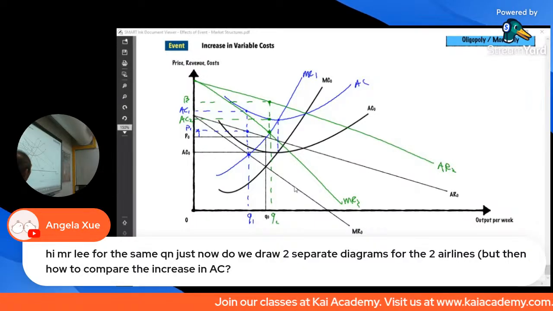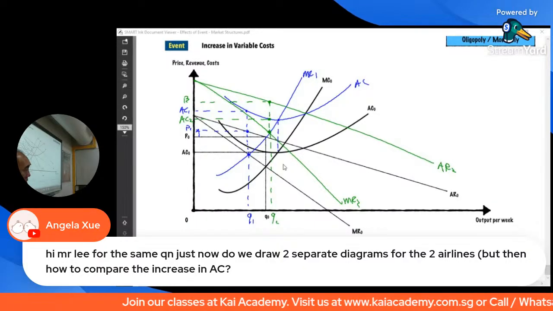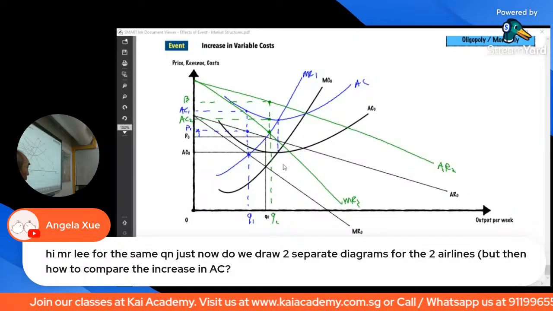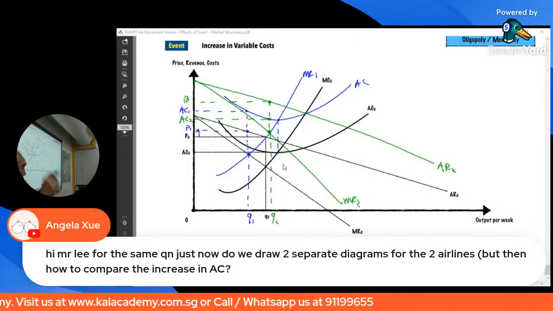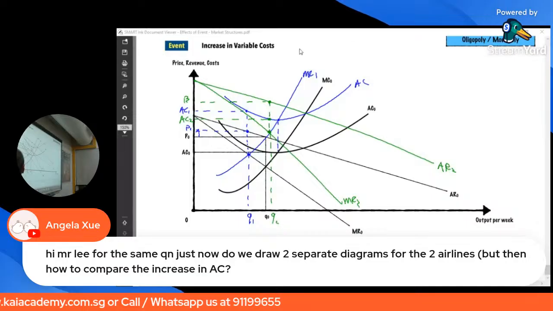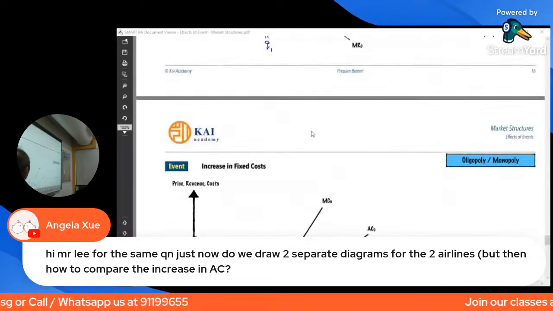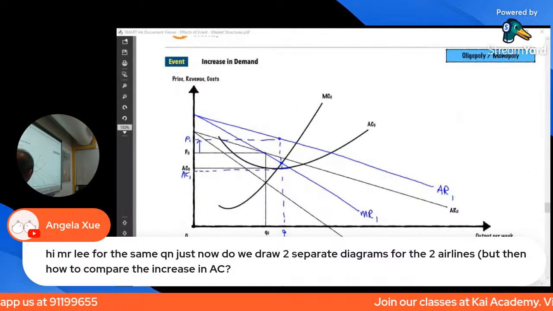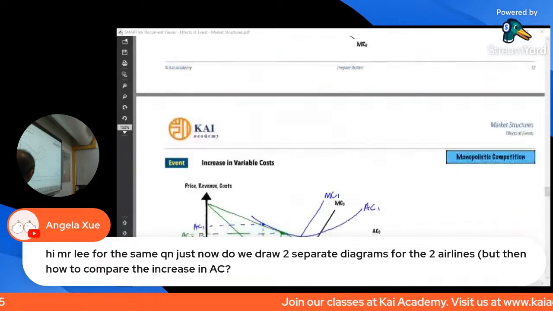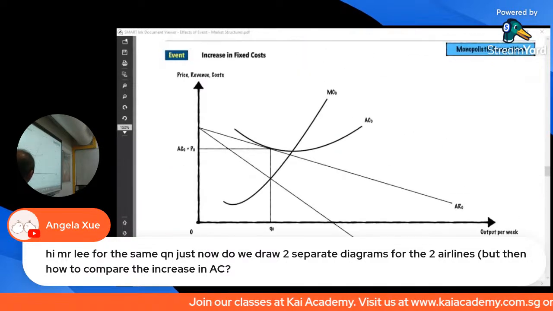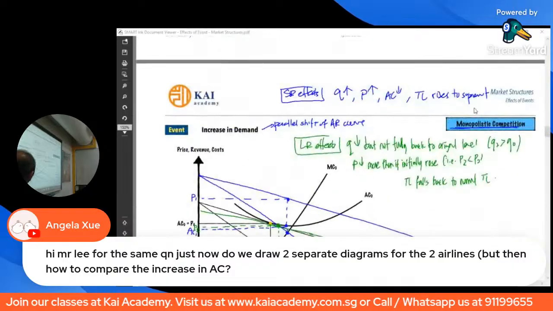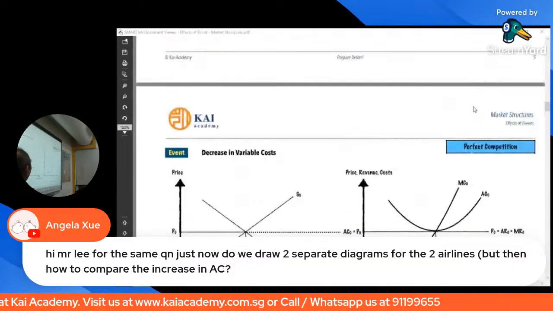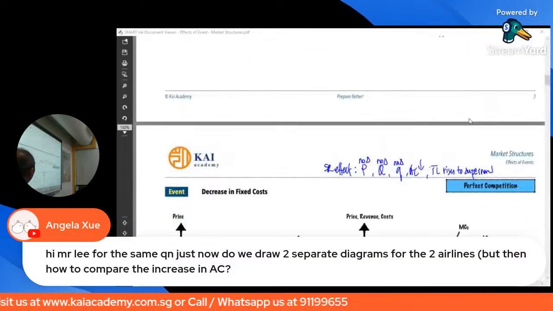Okay? So this is the way we analyze for the oligopoly/monopoly case. So this is the analysis of three classes of events: demand change, variable cost change, and fixed cost change, and the impact, short run and long run, across four market structures. But actually only three, because oligopoly and monopoly can always be done together, right?